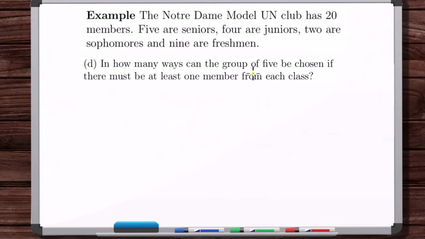Okay, and how many ways can the group of 5 be chosen if there must be at least 1 member from each class? So, okay, we've got, let's see, 1, 2, 3, 4, 5. And so you need to choose. So, okay, we can look at it this way. We can look at these 4 as, it's not even a permutation combination problem. We're just choosing from, okay, we've got 5 seniors, then 4 juniors, then 2 sophomores, and 9 freshmen.